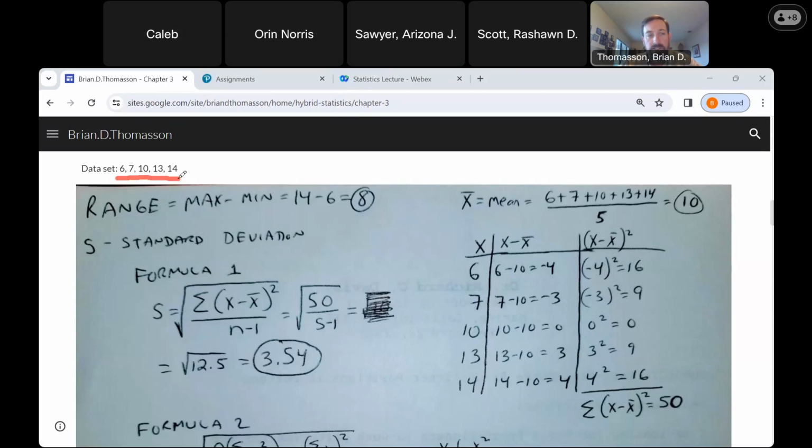The range is real easy. It's just the max minus the min. So we have 14 minus 7, I'm sorry, 14 minus 6, which gives us 8. So nothing too terribly difficult there.